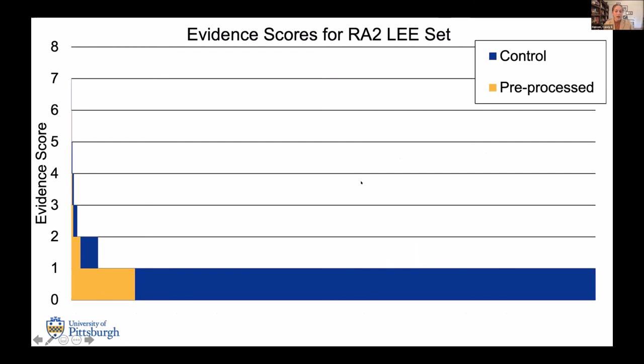Okay. And here's what the evidence score distribution looks like for an unfiltered control versus the pre-processed method for one of our LEE sets. As expected, LEEs with higher evidence scores are retained because they're more frequently found in the literature, which means they're more likely to be validated or commonly known or just well understood. And a majority of the LEEs which are filtered out have an evidence score of 1. And this trend follows for our other 11 LEE sets. And again, this is what we would expect. Things that aren't very common, things that don't appear in the literature very frequently, they're either not well understood, not validated, maybe outdated information, and so they would be filtered out.